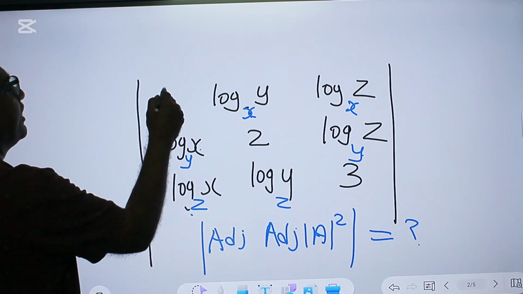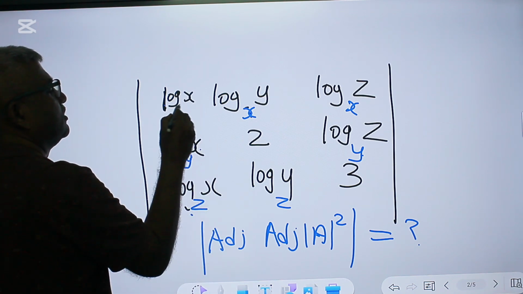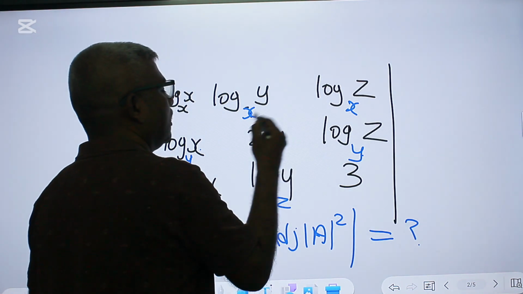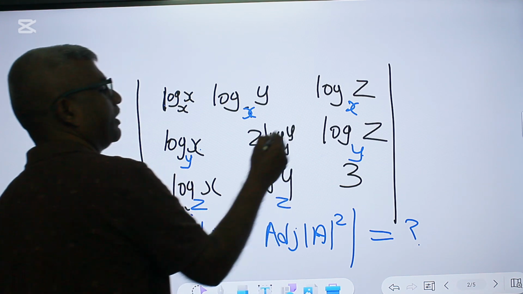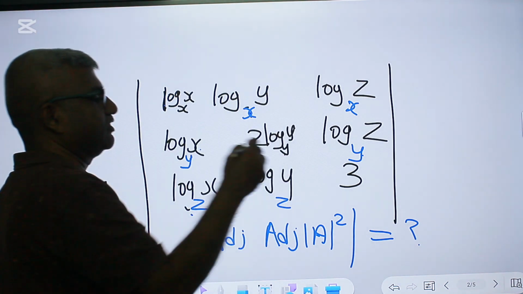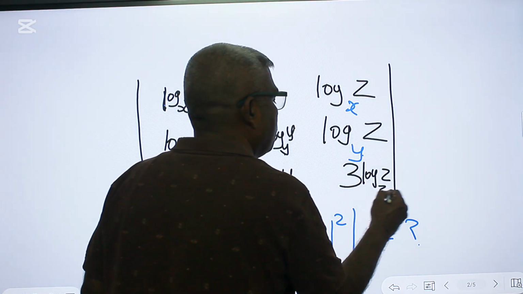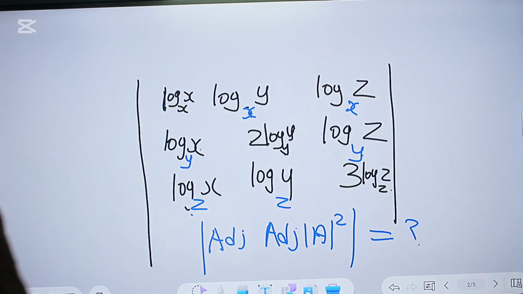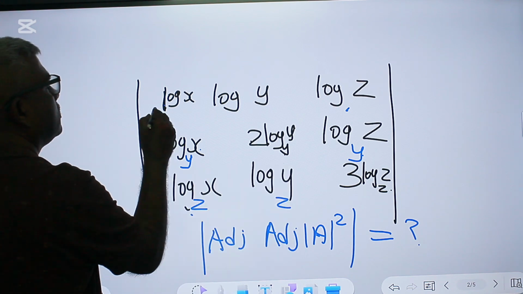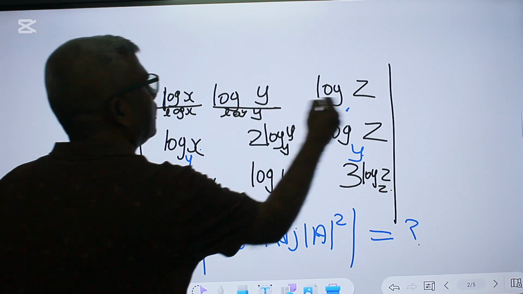This one we can write log x to the base x. Okay, log x to the base x. 2 we can write log y to the base y, because log x to the base x value is 1. 2 log y to the base y, log y to the base y is 1, 2 times 1 is 2. So 3 log z to the base z. This we can rewrite like this: log x, log y, log z.